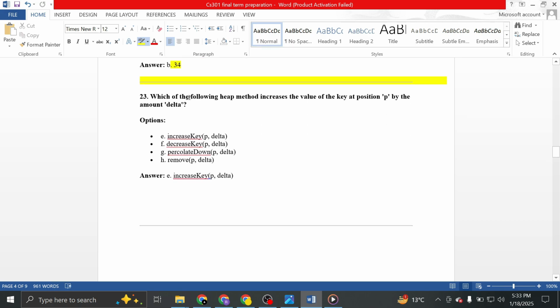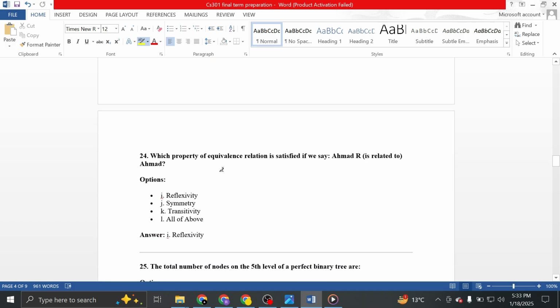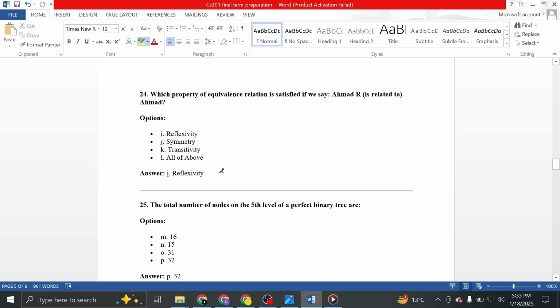Question 23. Which of the following heap methods increases the value of the key at position P by the amount delta? Options: E. Increase key P delta, F. Decrease key P delta, G. Percolate down P delta, H. Remove P delta. Answer: E. Increase key P delta.